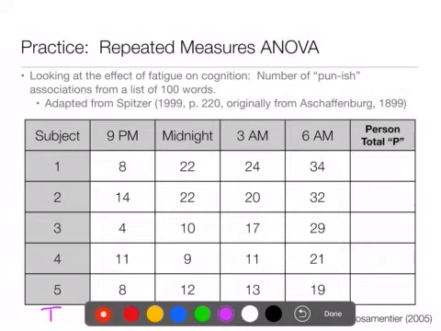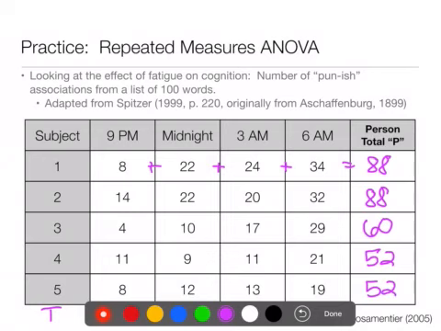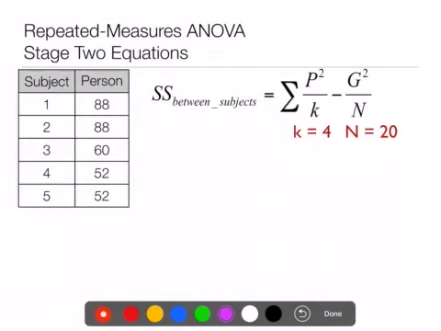So here is our P, 8 plus 22 plus 24 plus 34 is equal to 88. And we'll do the same thing for the next ones, and just add all those values together. And so these are our person totals, okay? And again, we just got them by adding each score from each person together.